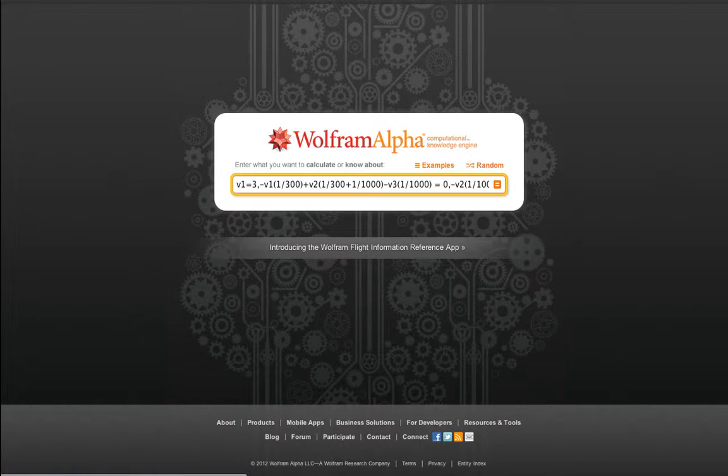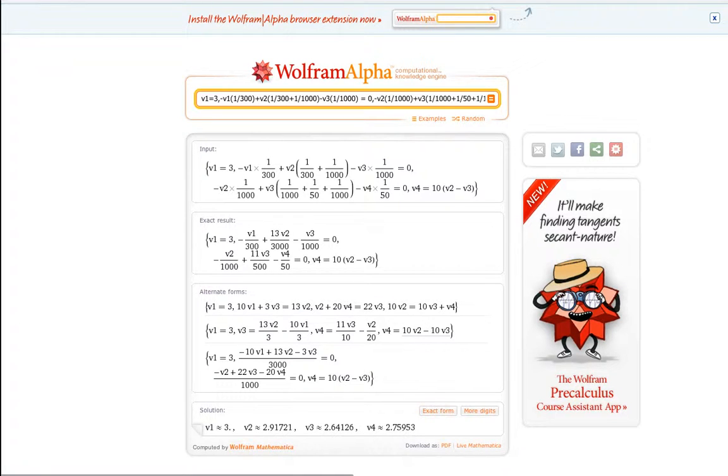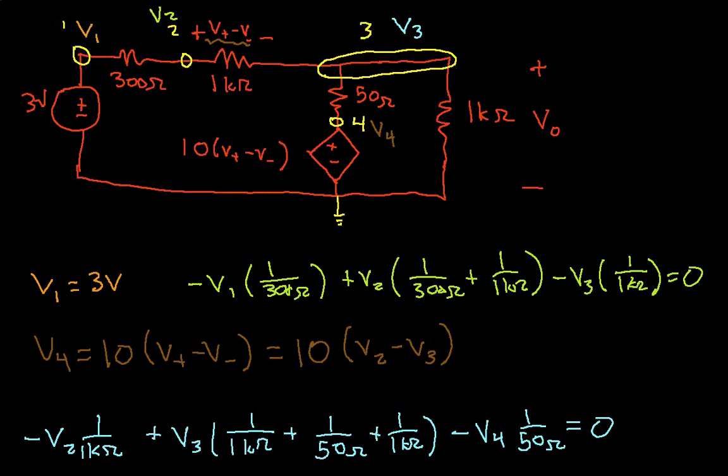And we tell Wolfram Alpha to solve that. And it gives us the following numbers. We have V1 is 3, which is what we would expect, because our source pegs it at 3. V2 is 2.92. V3 is 2.64. And V4 is 2.76. So let's go back to our circuit and see what this tells us.